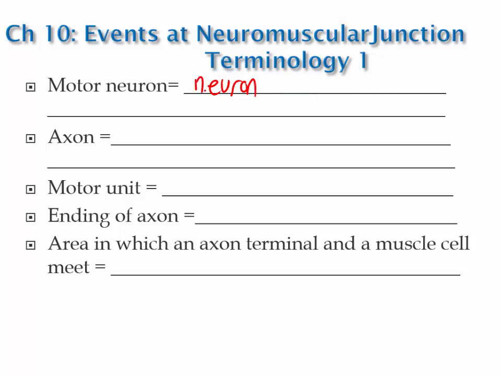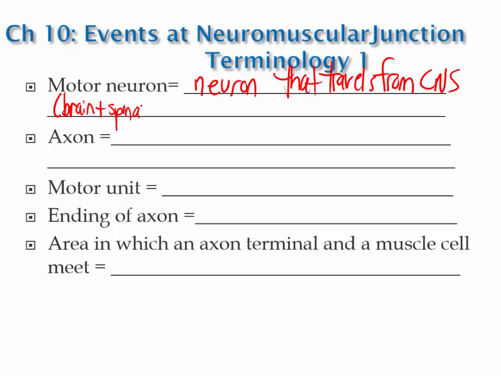So this is a neuron that travels from the central nervous system. By the way, I'm going to abbreviate that as CNS. The central nervous system means the brain and the spinal cord. So it travels from the brain and the spinal cord to the muscle. This is a motor neuron. It's a cell.